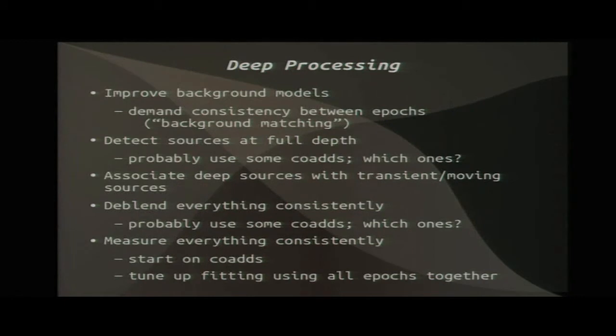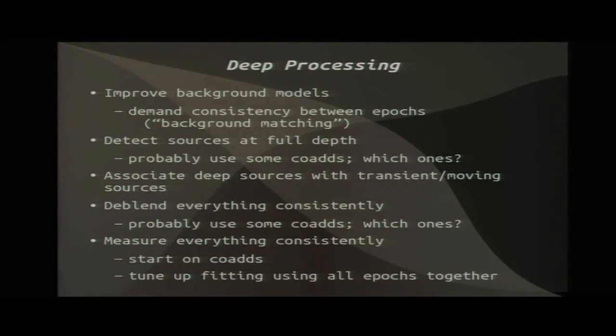So, deep processing. I'm going to be even more vague here, even though this is, to me, the most interesting stuff, because we don't really know how we're going to do a lot of this. I mean, we have lots of ideas on how we're going to do that, but we have to test a lot of them, and we haven't really settled which ones we like best. So first off, we're going to improve the background models, and we're going to do this by demanding consistency between epochs.